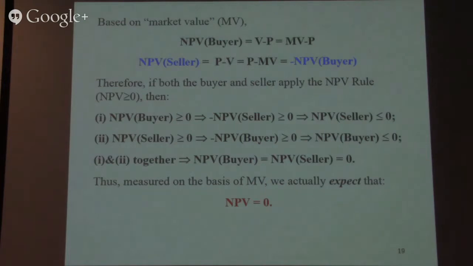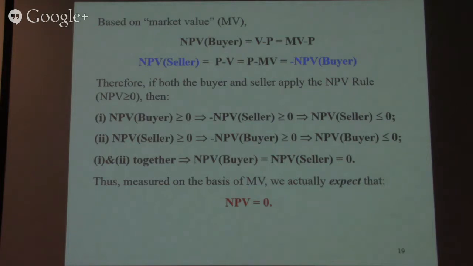So from that perspective, not only is zero NPV okay, but actually zero NPV is the only NPV that will work for both sides. From the market value perspective, the buyer is looking at market value minus price, the seller is looking at price minus market value. Market value is in principle the same number for both of them. It's an objective number. Therefore, the only price that will allow each side to not violate the NPV rule is the price at which NPV will exactly equal zero, the price at which price equals market value.